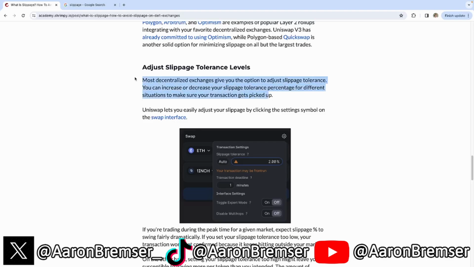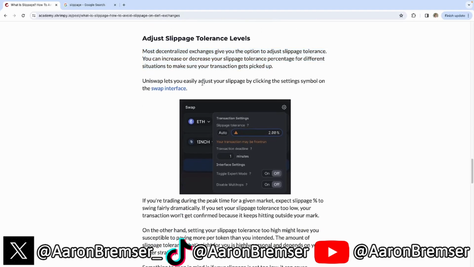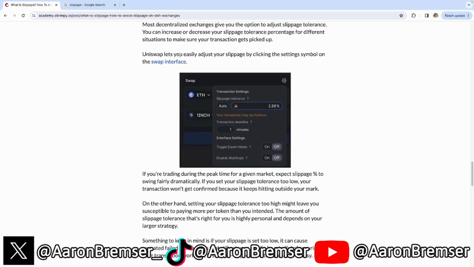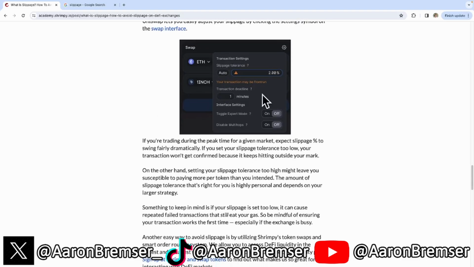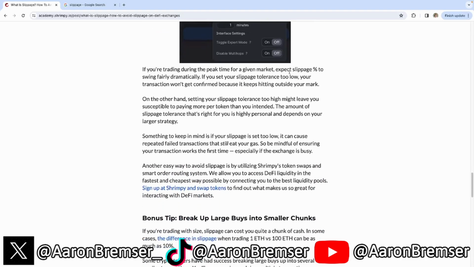You need to understand what project you're dealing with, okay? For some projects, there's not going to be as much slippage. For others, there will be more. I've made that pretty clear in this video. Uniswap lets you easily adjust your slippage by clicking the settings symbol on the swap interface, as you can see here. If you're trading during the peak time for a given market, expect slippage to swing fairly dramatically.